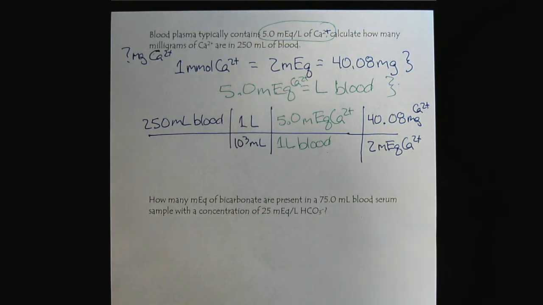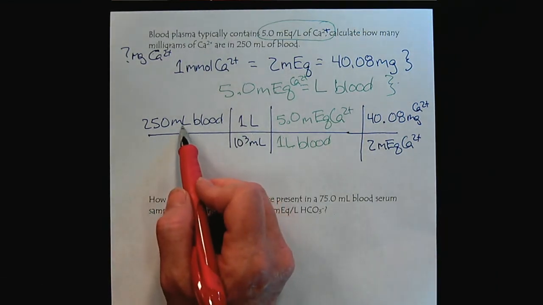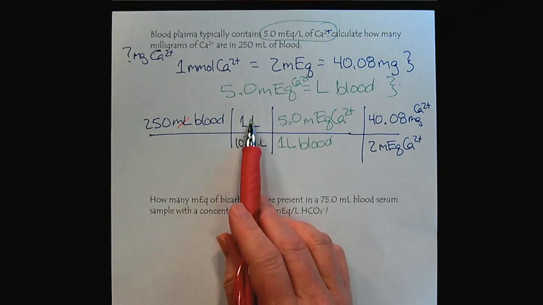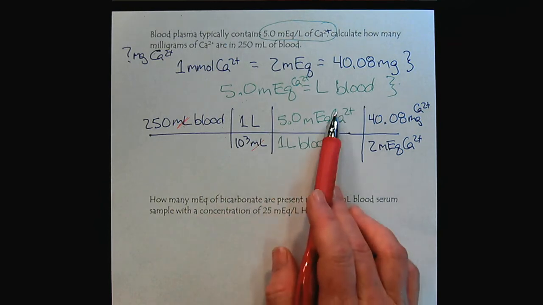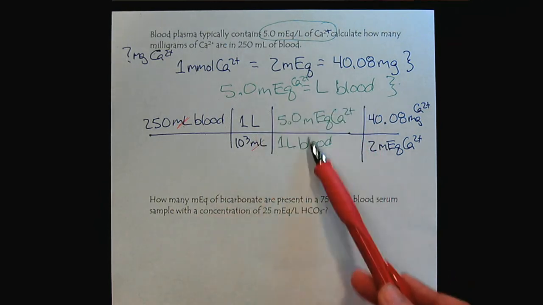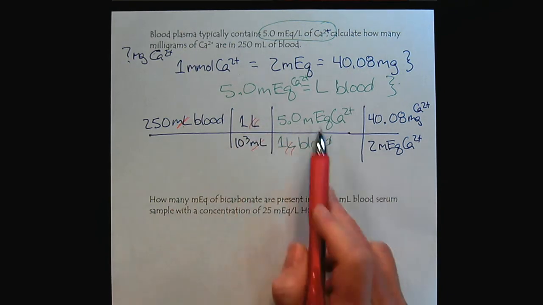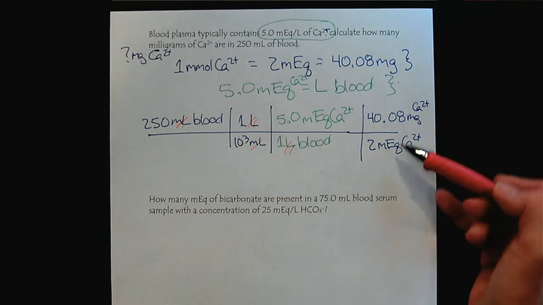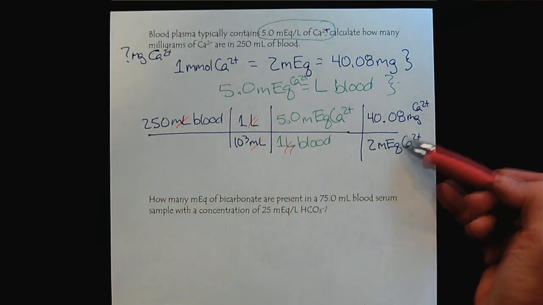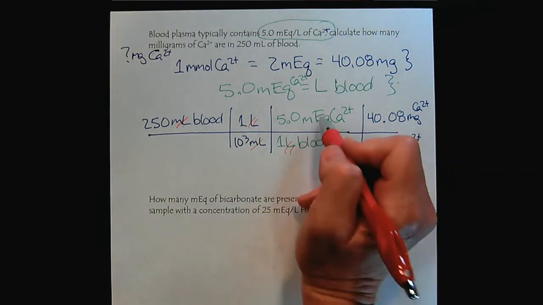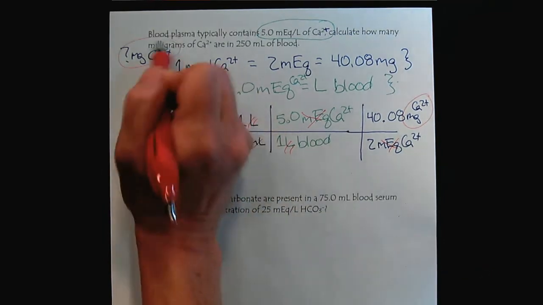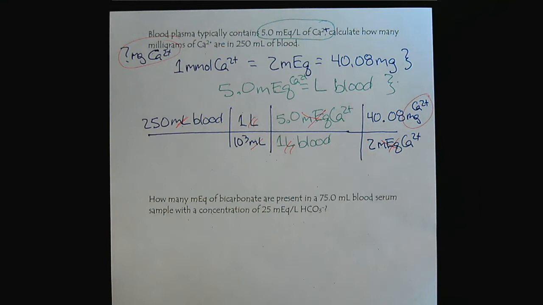I think we're done. Initially, we started in milliliters of blood, and we had to do a quick unit conversion to get to liters. Once we were in liters of blood, we could use the equivalence of calcium in blood. And so then we ended up with milliequivalents of calcium, and then we use our understanding of calcium and equivalents to go from milliequivalents to milligrams. So now we're left with milligrams of calcium, which is exactly what the question asked for. So our setup is complete.